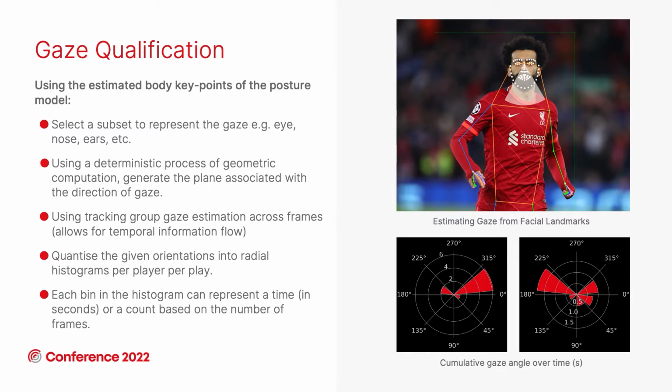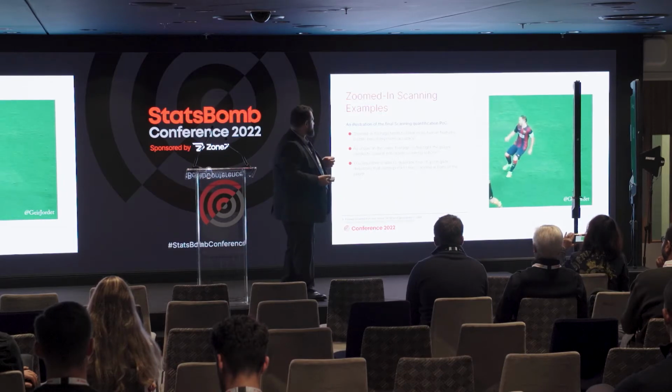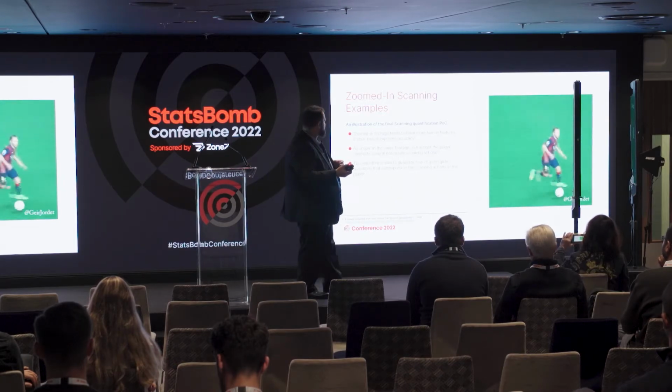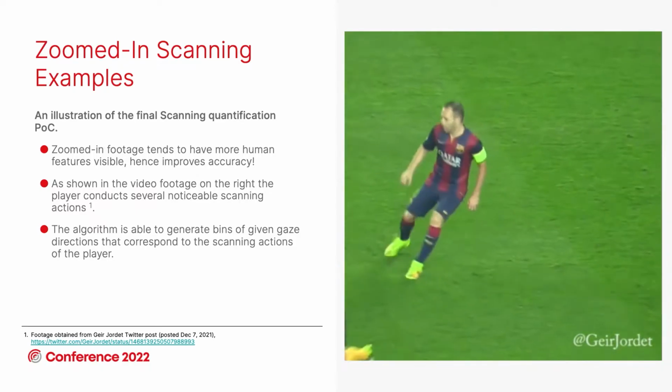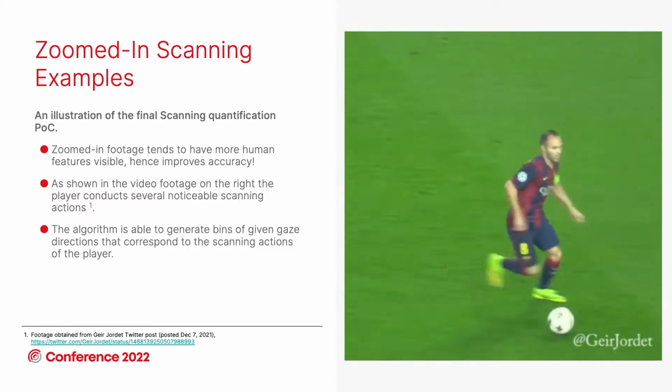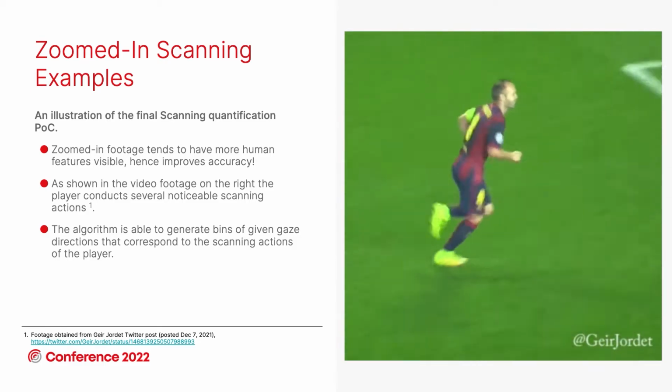And these radial histograms are actually really quite simple. What they are basically is the number of seconds in that particular video clip each player has been looking at. I can show you this in a moment. So this is an example of Iniesta. He's doing a very nice sort of fade action there. And this is a zoomed in video, mainly for demonstration, because it's a lot easier to spot their eyes, their head, all of that with a zoomed in picture.